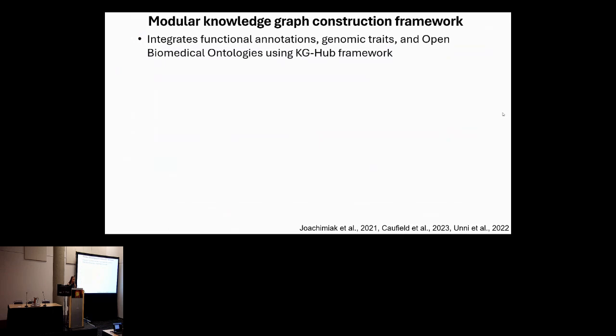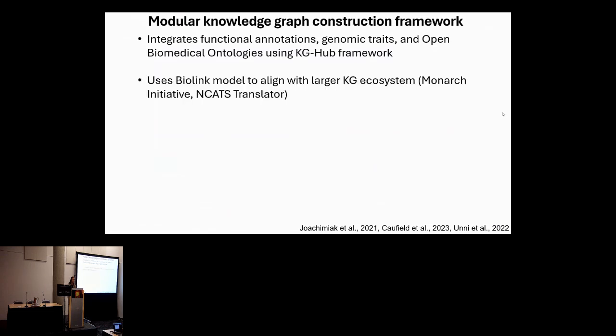And so we introduced this modular knowledge graph construction framework that is relevant in this microbiome context. This integrates functional annotations, genomic traits, and on top of these, open biomedical ontologies using the KG Hub framework. And it uses the BioLink model, which is a standardized way of representing biomedical entities such as genes, diseases, chemicals, phenotypes, etc. And this allows us to then also align with this larger KG ecosystem, for example, with the Monarch Initiative or NCATS's Translator Project, so that we can further ingest other resources given different use cases that we may have in the future.